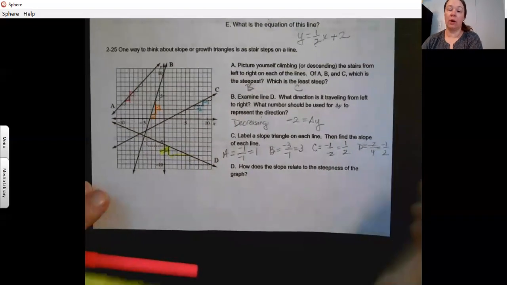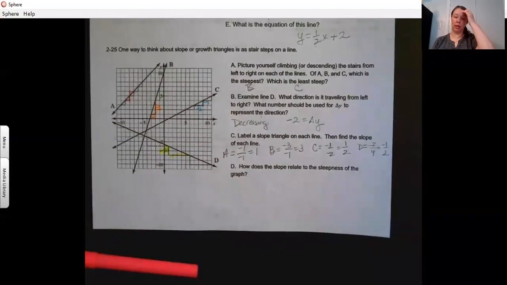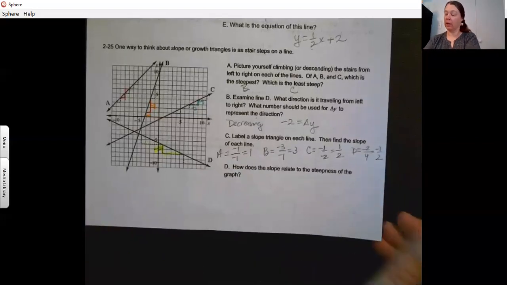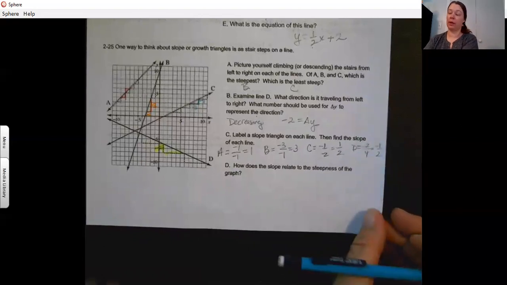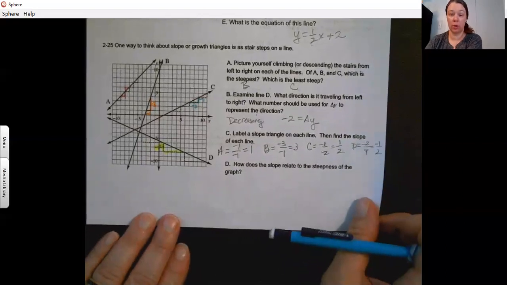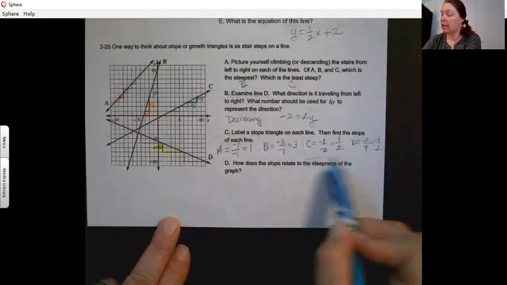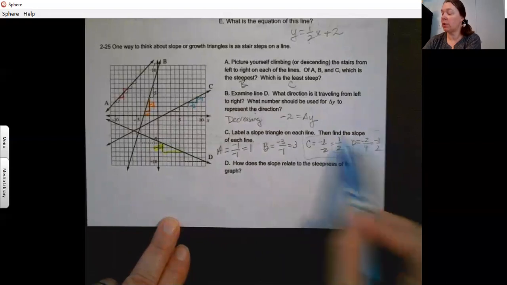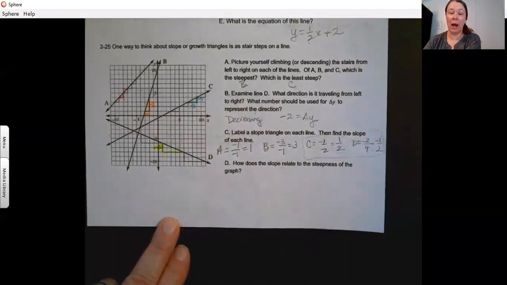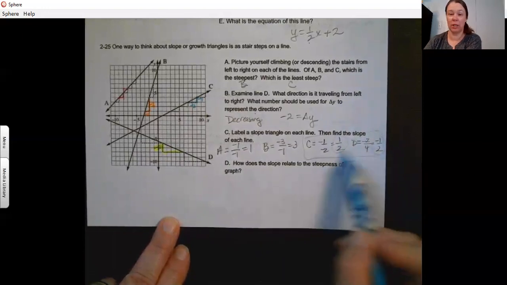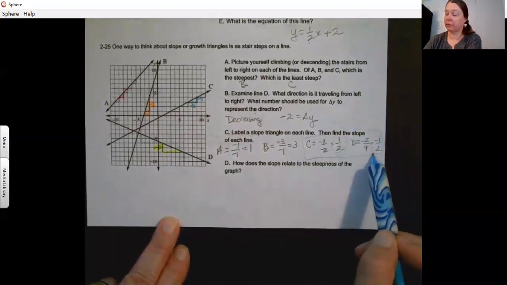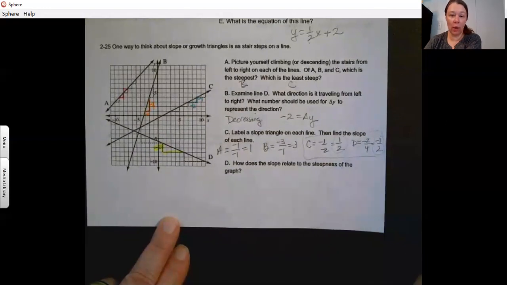All right, so now part D, how does the slope relate to the steepness of the graph? Some people, when they answer that question, want to say something like the higher the slope, the bigger the number of the slope, the steeper the graph is. And that's kind of true, but what about C and D? Notice that these slopes are opposites. If they're opposites, that means they have the same steepness, but the positive and negative are just telling me that one's going up from left to right and one's going down from left to right.